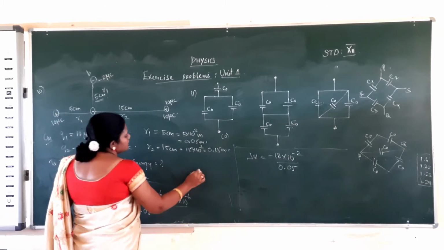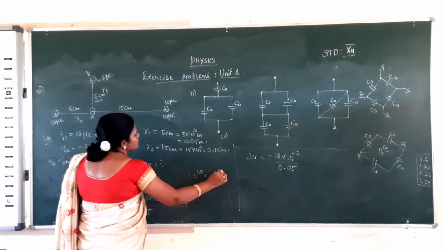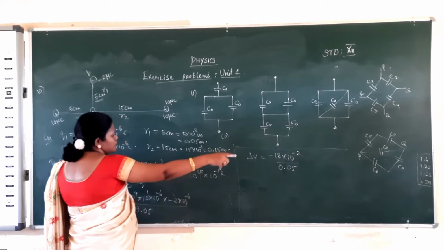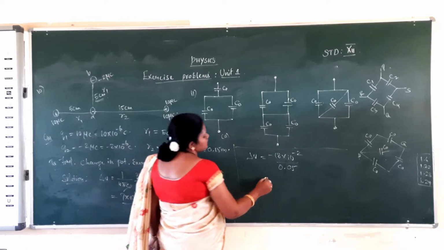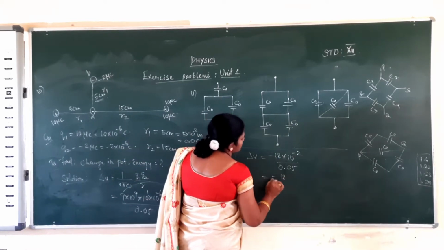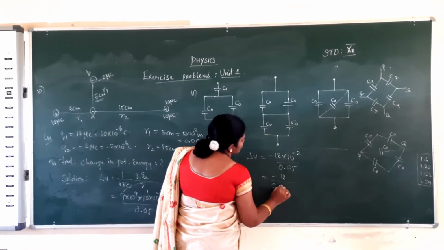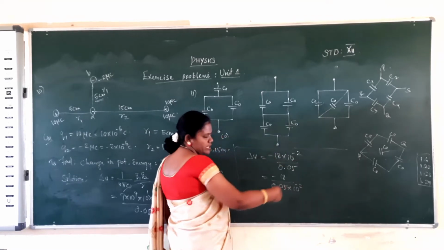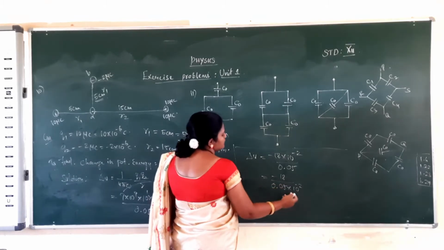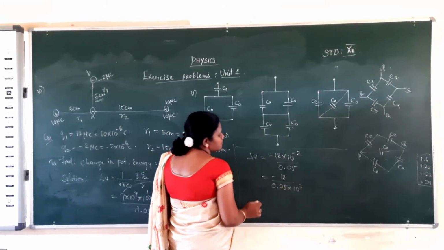10 power 10 into 10 power minus 12. So that's 10 square, 10 power minus 2 by 0.05. 10 power minus 2 will be taken to the denominator part. So minus 18 by 0.05 into 10 square. The numerator 10 power minus 2 has to be taken as the denominator. It will be converted into 10 square, not a minus 2.